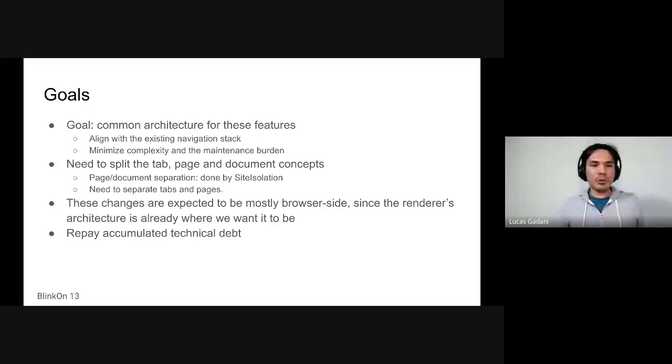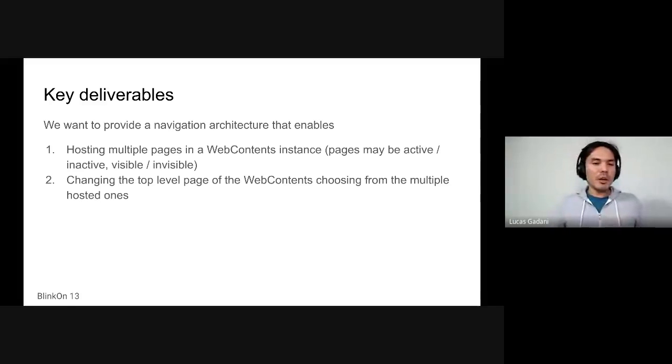So the key deliverables for multi-page architecture are hosting multiple pages in a single web contents instance. The pages may be active or inactive, visible or invisible. So for Portals, it will be visible. For pre-rendered, it will be invisible. For Portals, it will be active. For bfcache, they're inactive. So there's a lot of things that we need to consider, but the general idea is that we're hosting multiple pages in our web contents. And we want to be able to change the top level page of the web contents, choosing from the multiple existing pages within that web contents.